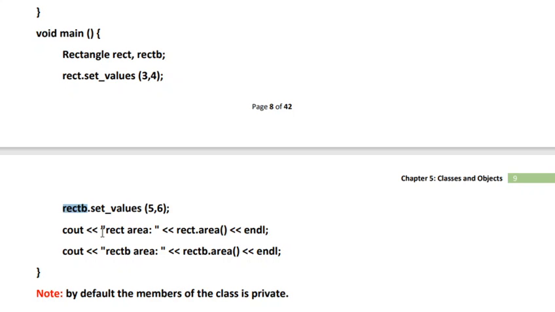Now see, cout rect.area: it will invoke the function area belonging to object rect, so it will be the product of 3 into 4, which is 12. In the second case, it will determine the area of rectb, where we are calling the function area belonging to object rectb. Whenever this is executed, 5 and 6 will be initialized to width and height. So 5 into 6 is 30, so it will print the area as 30. Note, by default the members of the class are private.